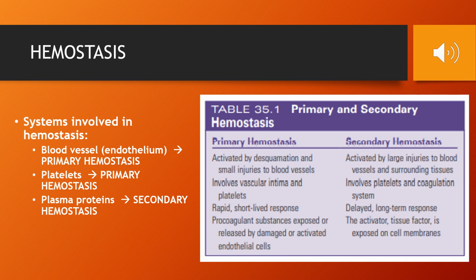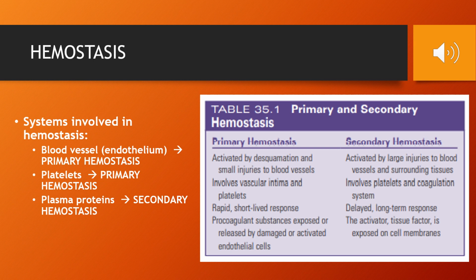Okay, so there are two types, the primary and the secondary hemostasis. So primary hemostasis would refer to the role of blood vessels and platelets in response to a vascular injury or to the desquamation of dying or damaged endothelial cells. So what happens here is that the blood vessels would contract to seal the wound or reduce the blood flow. So this is the process that we call vasoconstriction.